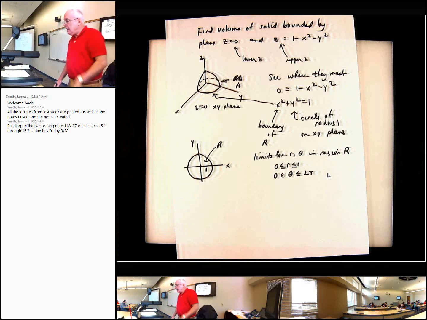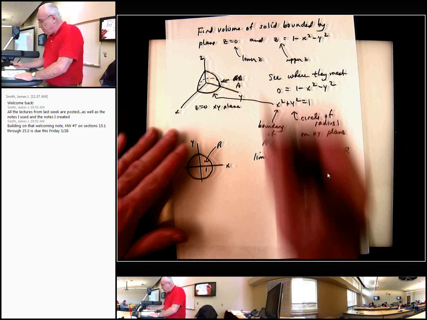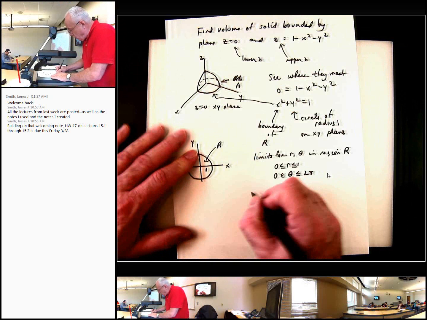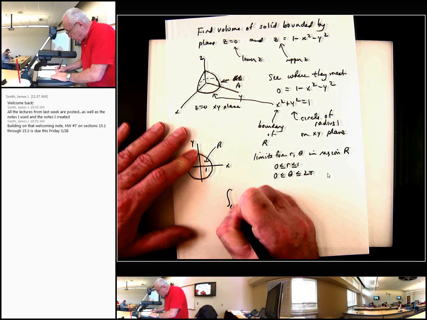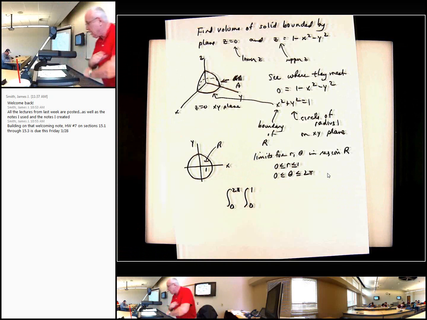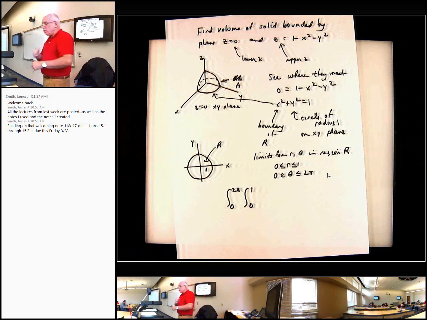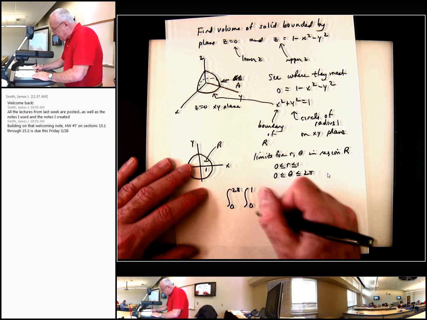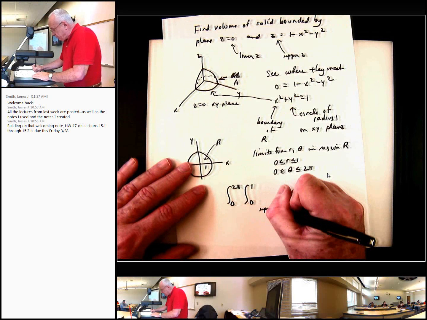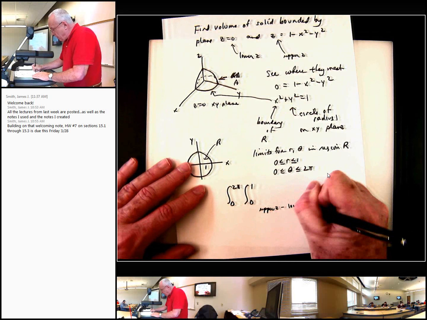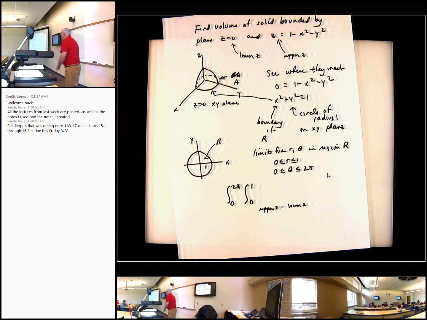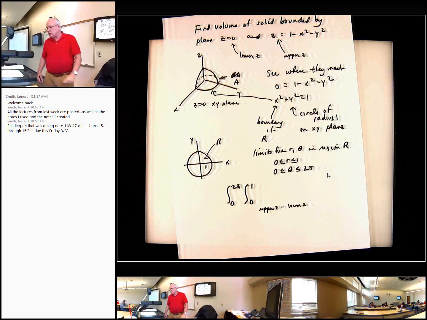All right. Now what we're integrating is over 0 to 2 pi, from 0 to 1. Now our function is going to be, let me just put this down here, the upper z minus the lower z, because we want to get the volume. Well, the upper z is 1 minus x squared minus y squared.